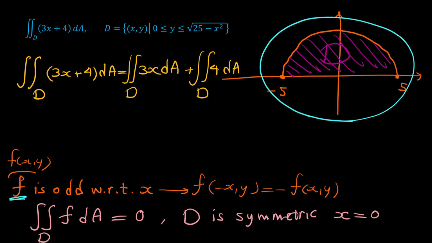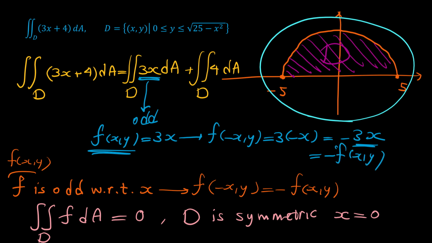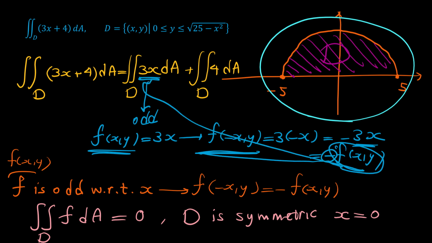But how do we use this for our question here? Please pay attention. The function 3x is an odd function. It should be clear to you why this is odd. Let me name this function f of x and y equals 3x. Then f of negative x and y equals 3 times negative x, which is negative 3x. The 3x is the original function, so this equals negative of f of x and y. So f of negative x and y equals negative of f of x and y. So this function is odd.